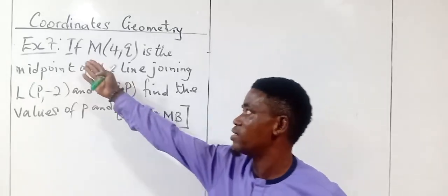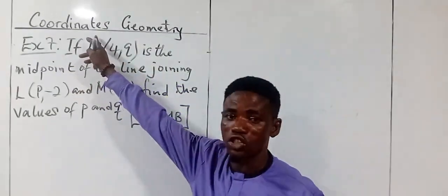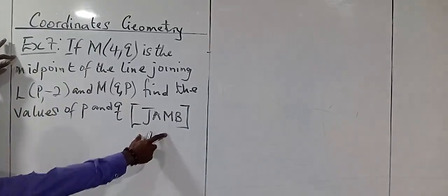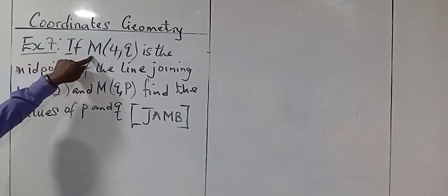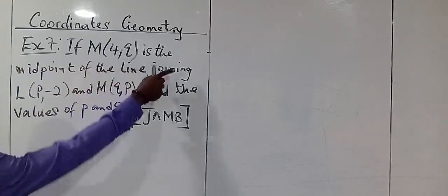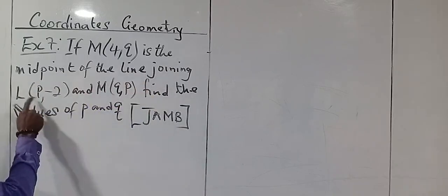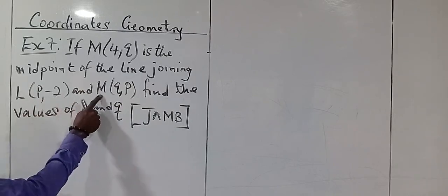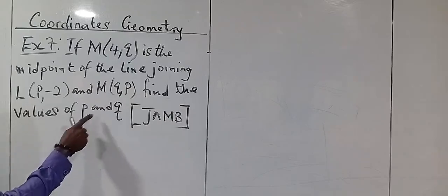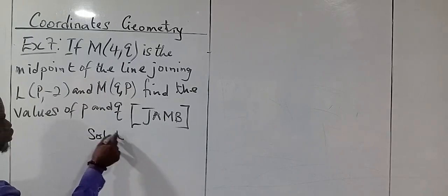Now let's look at this as example 7 under coordinate geometry. So how do we go about this? This is one of the JAMB questions. We have, if N, that is point N, 4, Q is the midpoint of the line joining L (P, minus 2) and L (Q, P). Now find the values of P and Q.